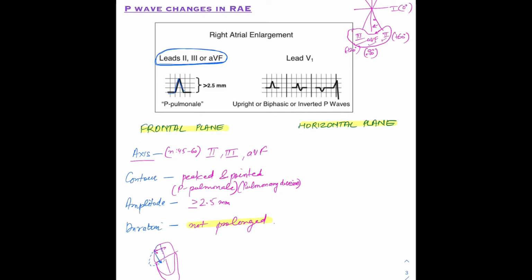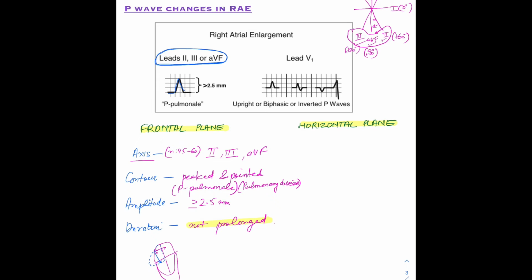So this is very important to remember. Just commit it to your memory that in the leads 2, 3, AVF, in case of right atrial enlargement, you will see peaked and pointed P waves with increase in the amplitude but normal duration. And why is the duration not increased? Because even though the dimensions of the right atrium have increased, the activation of that extra part of the right atrium will still coincide with the left atrium and finish on time.